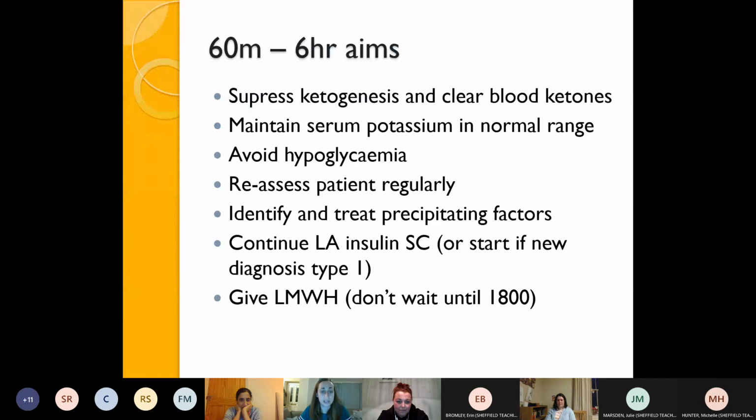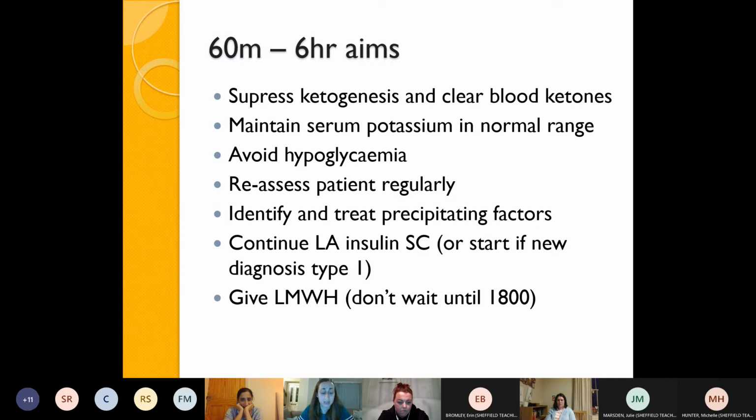So at this point, this is where we get into the monitoring stage. The aim, as I mentioned earlier, is to clear the ketones, basically, clearing them by 0.5 per hour. Keep the potassium in normal range with monitoring, avoiding hypos, identifying and treating precipitating factors, and continuing long-acting insulin.